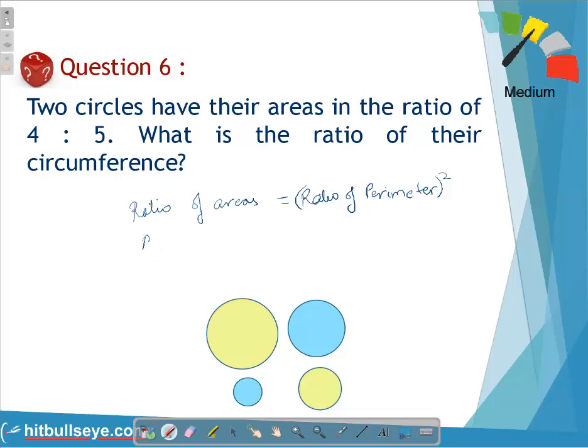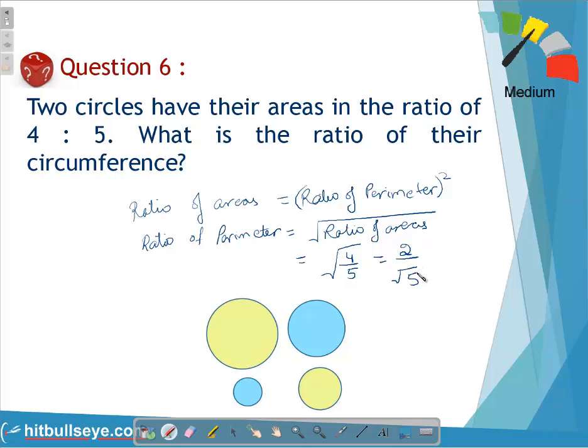So we could say that the ratio of perimeter is equal to the root of the ratio of areas. That means we get the answer as root of 4 by 5, which gives me the desired result as 2 by root 5. So we can see how the questions could be made easier with this concept.